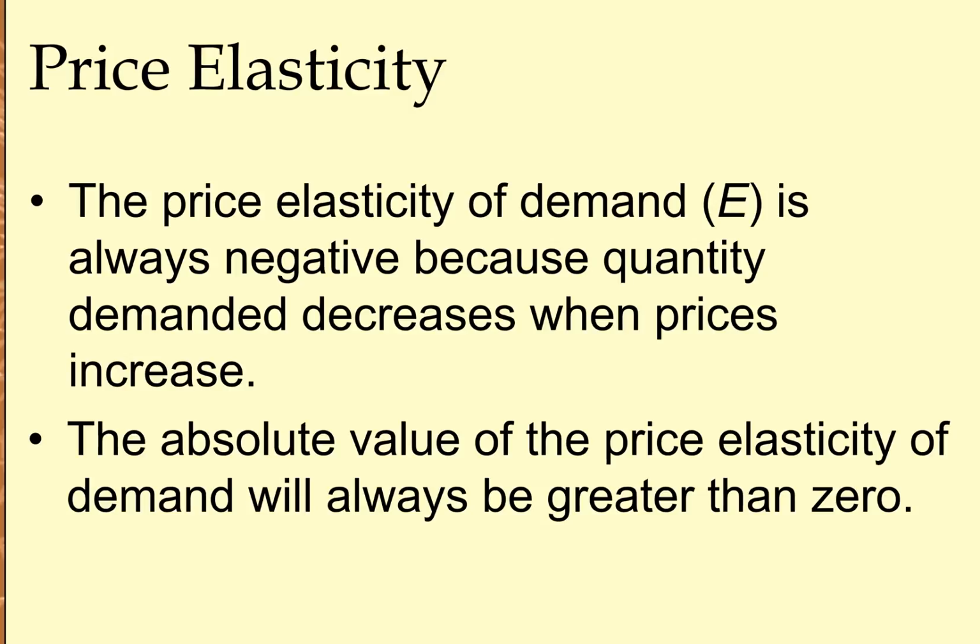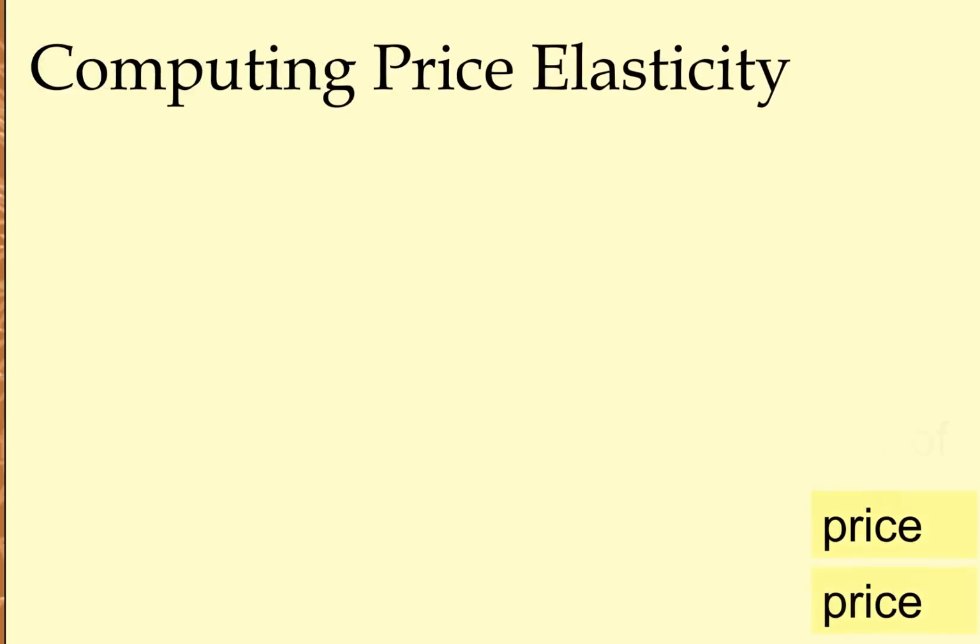But what most people do is they simply look at the absolute value of it. When you're looking at the absolute value, any number that is greater than 1 means the customer is relatively sensitive to a change of price. Any number that is less than 1, the customer is relatively insensitive. And what we say is they're price elastic if they're sensitive, and price inelastic if they're insensitive.